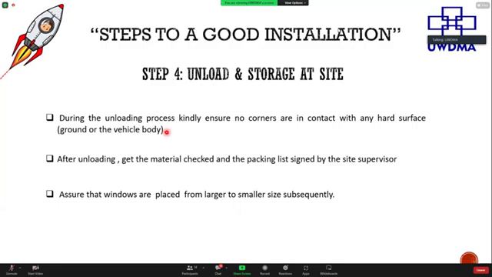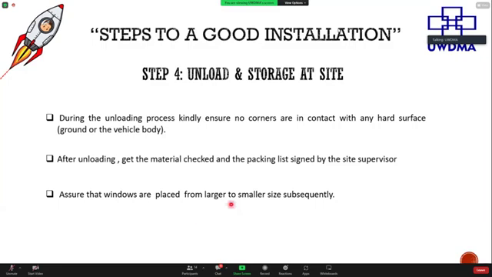Okay, so that later on nobody can say that this didn't come. So it's good to take a signature of the site supervisor about the material which has been unloaded.